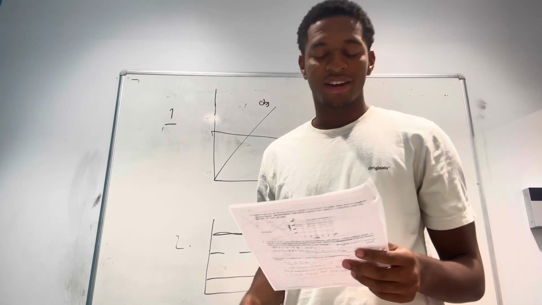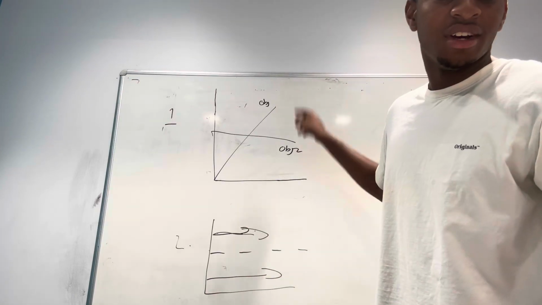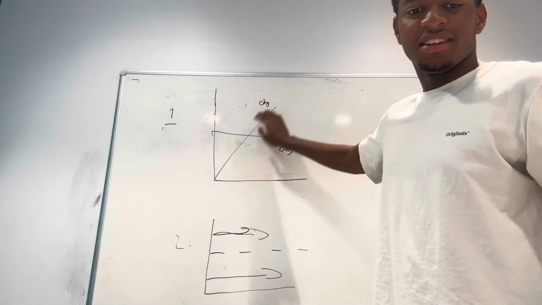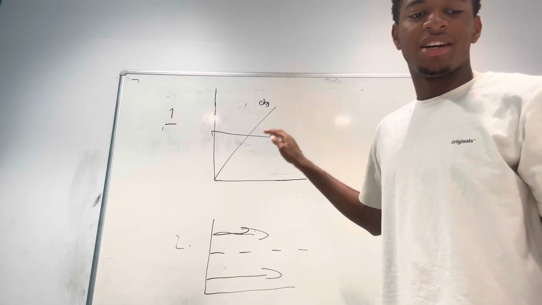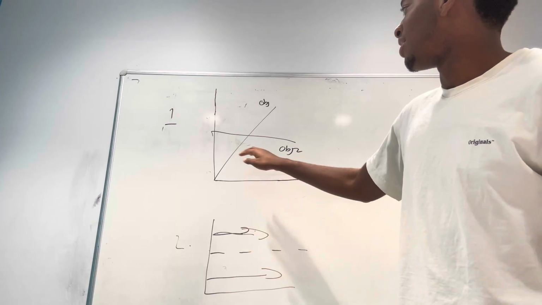Three. All right, so for the first one, it says describe using a clear, complete sentence how the motion of two objects differ from the motion of object one. All right, so as you can see here, this is object one and this is object two. Object one is moving positively at a constant velocity, while object two is moving negatively at a constant velocity.